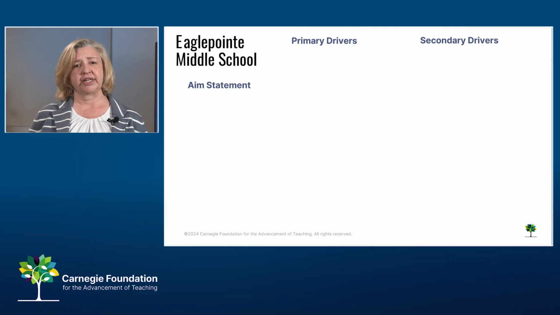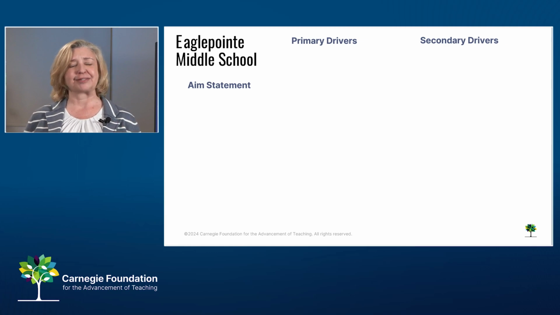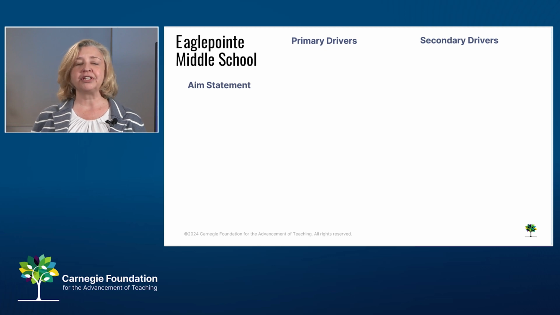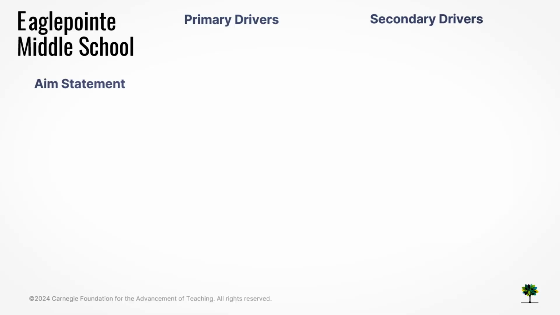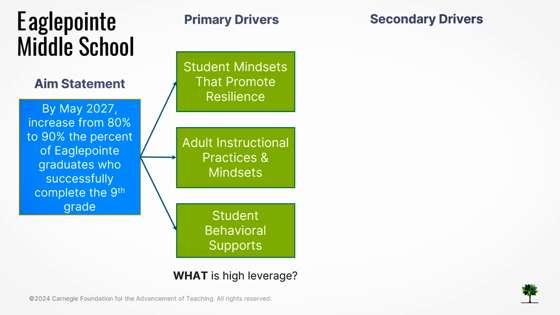This was really troubling to the team, and they thought that they could do some things in 8th grade to better set students up for success as they entered high school. And so they dug in to try some improvement work. They began by doing a causal system analysis, really trying to understand the problem and how their system was supporting students. From this, they developed a theory of improvement. They set a 3-year aim to be able to, by May 2027, improve from 80% to 90% the Eagle Point graduates who were successfully completing 9th grade.